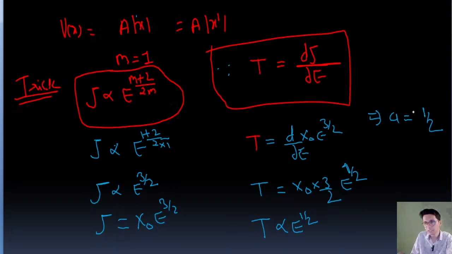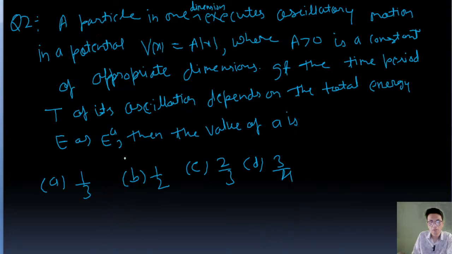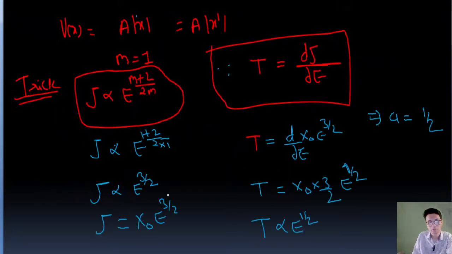So which option is matching, guys? You can see by the trick how quickly we have solved this question. J is proportional to E to the power (m plus 2) upon 2m. This is an important relation, guys. So which option is matching? Option B is the correct option. 1 by 2. Very simple by trick.